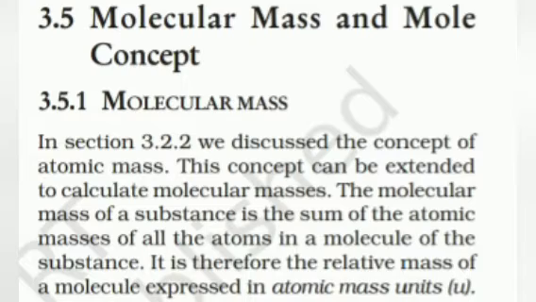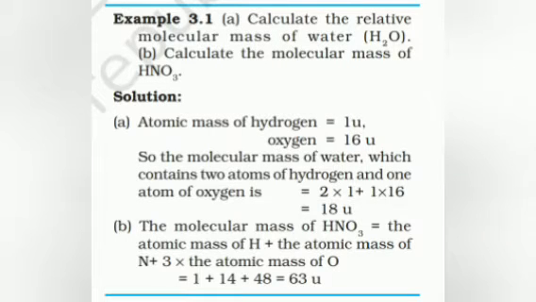Molecular mass. In section 3.2.2, we have discussed the concept of atomic mass. This concept can be extended to calculate the molecular mass. पहले हमने देखा कि atomic mass कैसे calculate किया जाता है. Now we will discuss how the molecular mass can be calculated. The molecular mass of a substance is the sum of the atomic masses of all the atoms in the molecules of the substance. Molecule में जितने सारे atoms हैं उन सब के masses add करने हैं, we will get the molecular mass.